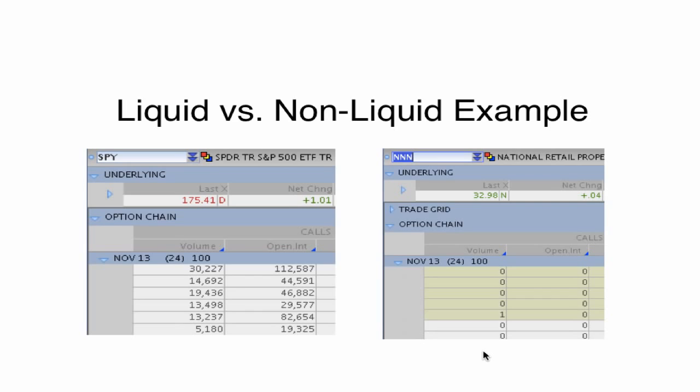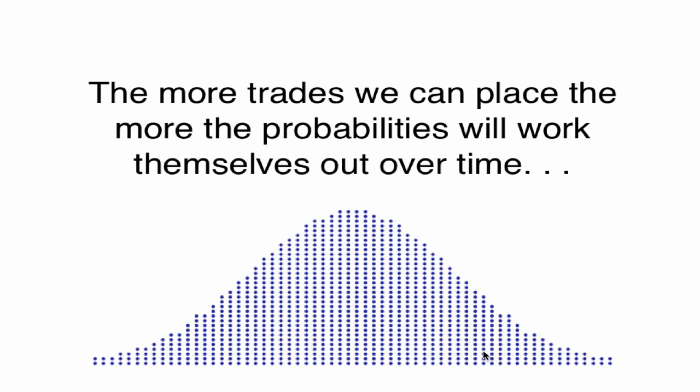And moreover, the more volume and activity they have, the better we can determine the data points and the probabilities. This really leads us to the next one. The more trades we can place, the more probabilities will work themselves out over time.